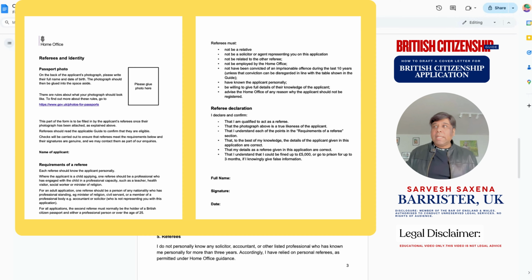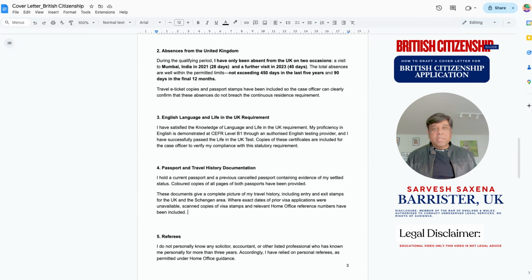Now, what happens is that many people get scared that they don't know any solicitor or chartered accountant or doctor personally who's known them, and they think they don't know who to refer. And sometimes they end up lying and they use the name of someone who's actually related to them. And if you do that, your application would most likely be refused because you are giving false information. The better idea is this, which I'm going to show.